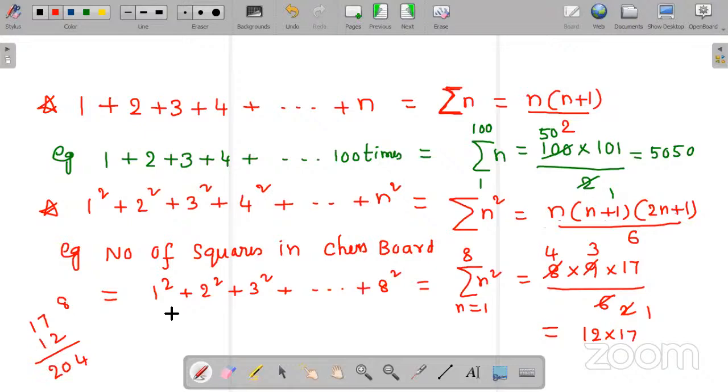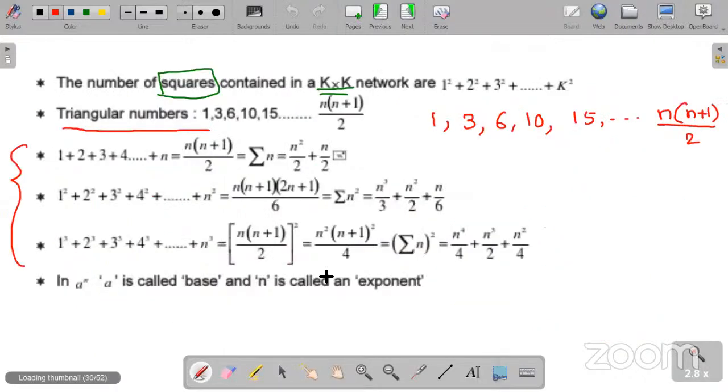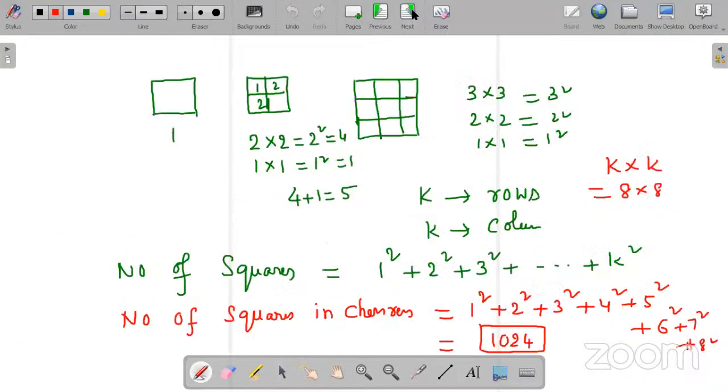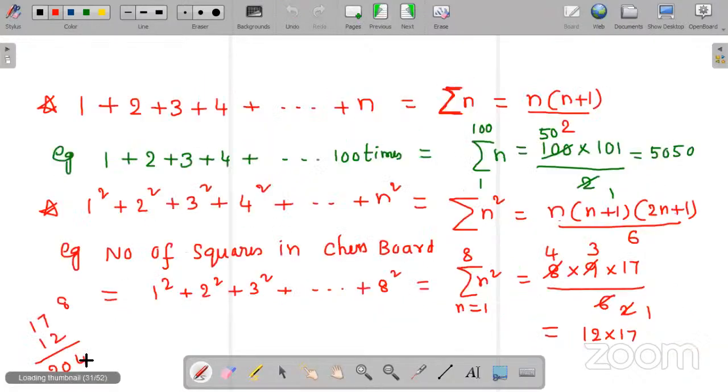Sorry, in the previous case I did it wrong. That is actually 204 only, not 1024. Right, now we correct it. So that is equal to 204. You will get 204 squares in a chessboard. 204, not 1024, so please try to rectify it now. We can find 204 squares in a chessboard. I hope it's very clear to you.